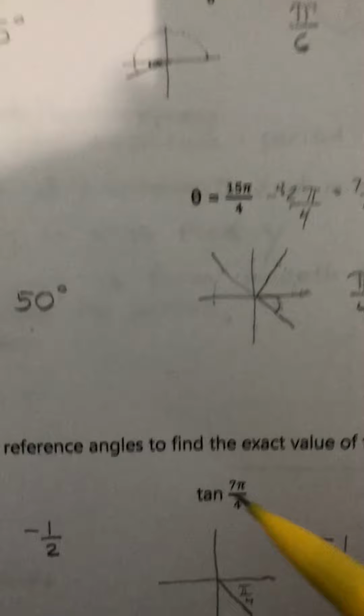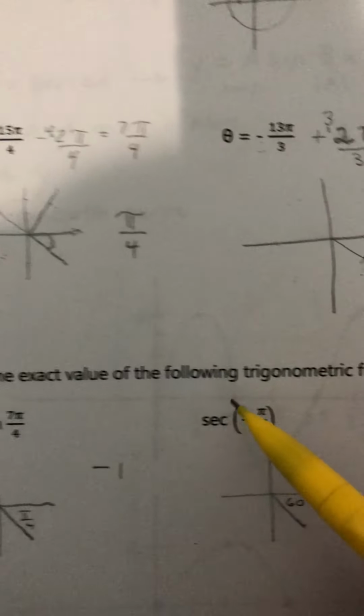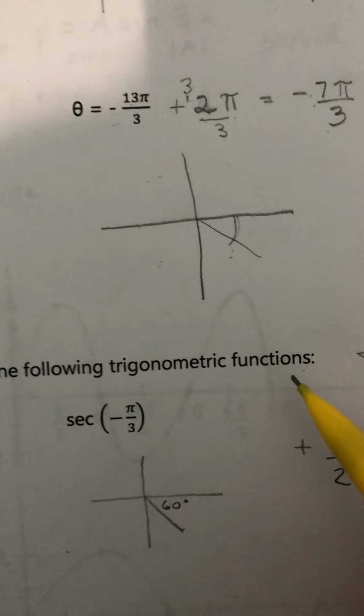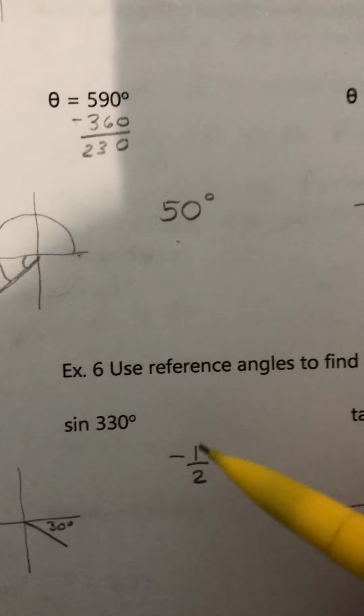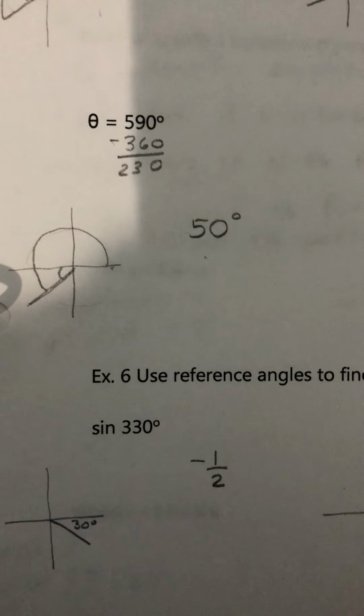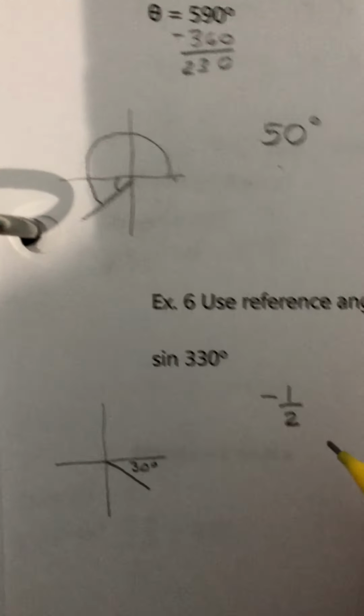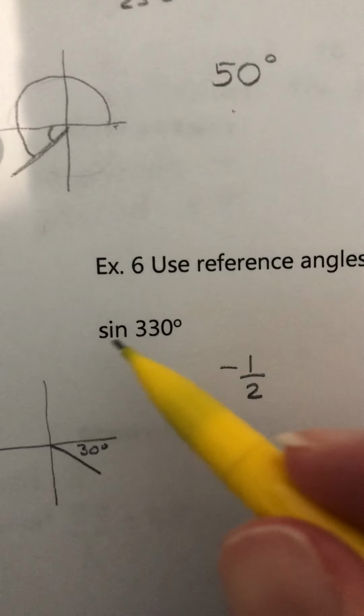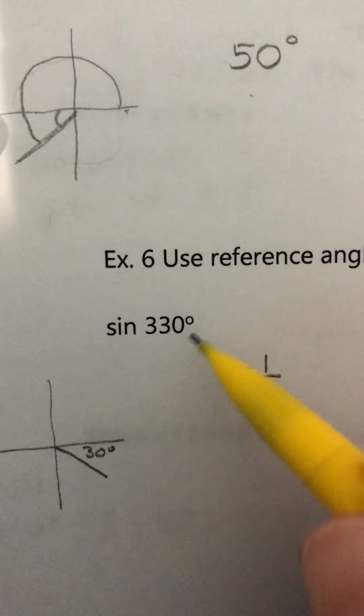So you can use reference angles to find exact values of the following trigonometric functions. Exact values mean you want either a fraction or an integer. No decimal points. The sine of 330 degrees.